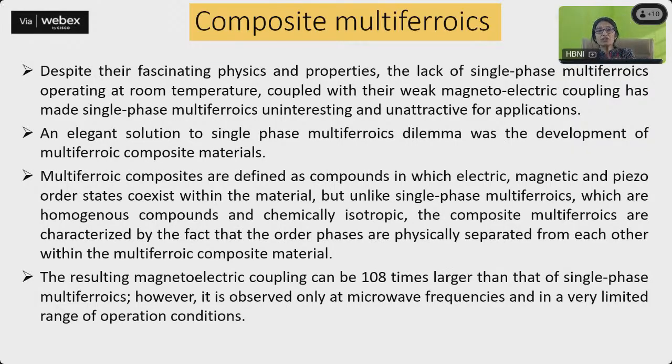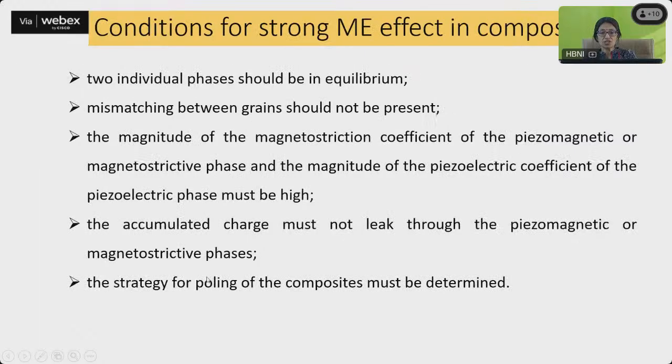The resulting magnetoelectric coupling in these particular materials can be almost 10^8 times larger than in the case of a single phase multiferroic. However, it is observed only at microwave frequency and in a very limited range of operating conditions. So you must understand what the conditions are to see this kind of strong multiferroic effect in a composite.